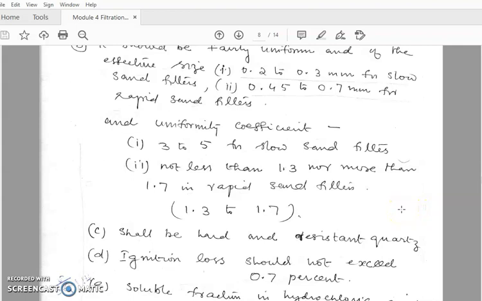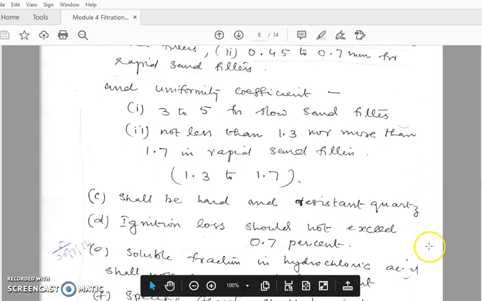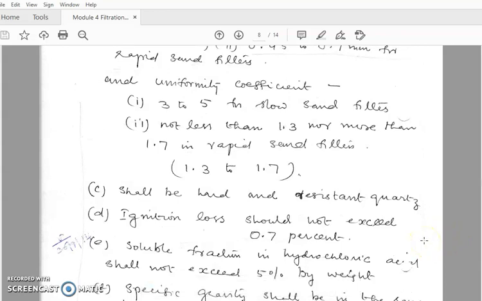Then the next one is, it shall be hard and resistant quartz. That means the sand media must be hard. It should not break easily, and it should be resistant quartz. You know it is quartz sand. Then ignition loss should not exceed 0.7%. It means when we burn the sand, it should not lose its weight by more than 0.7%. Usually when we burn sand, it will not lose its weight or change its properties, so sand again satisfies the prerequisites.